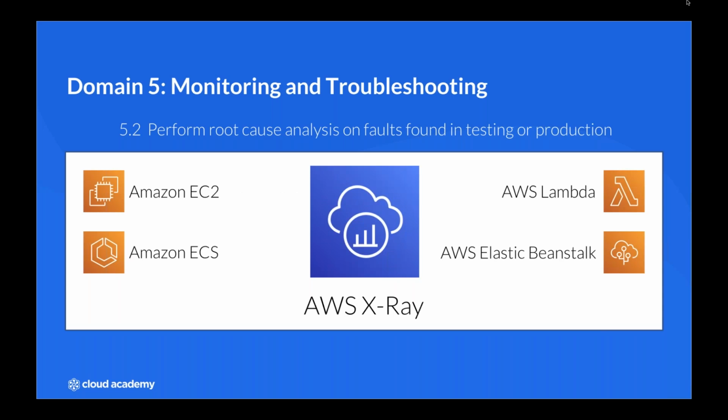The other thing, as far as monitoring and troubleshooting, the second part of subdomain 5.2, perform root cause analysis on faults found in testing or production. To me, besides looking at what shows up in Amazon CloudWatch, CloudWatch Logs, and CloudTrail, is AWS X-Ray. AWS X-Ray is an interesting thing. I am relatively new to using it and didn't spend a ton of time on it, but I am glad that I took the time to understand how it's implemented and what it does.